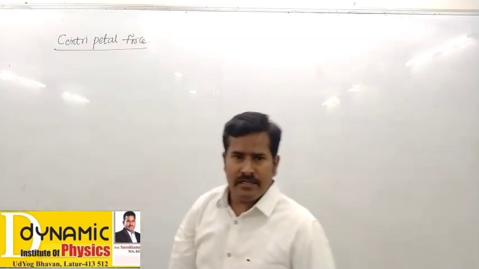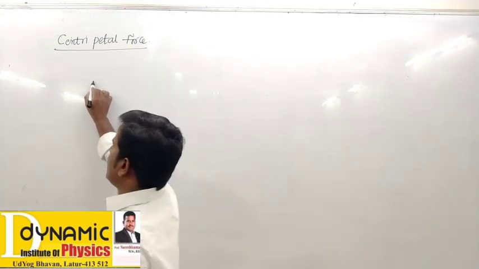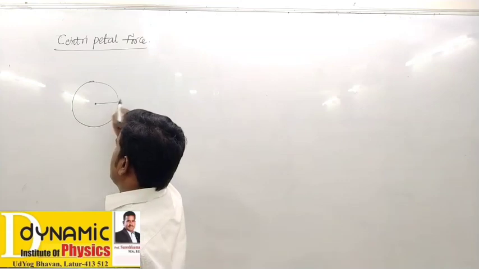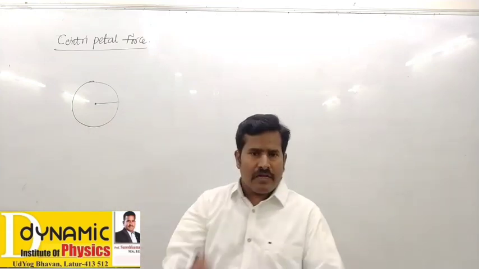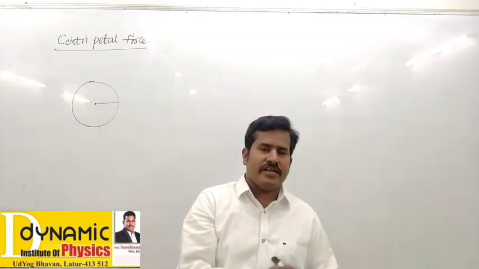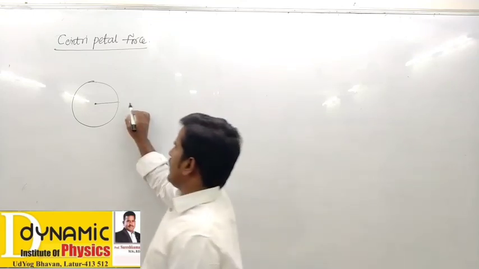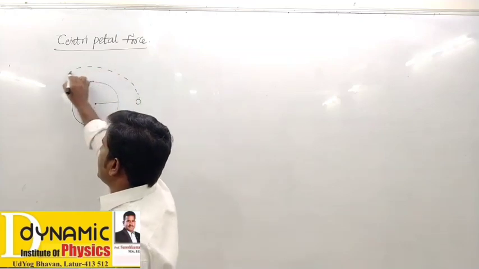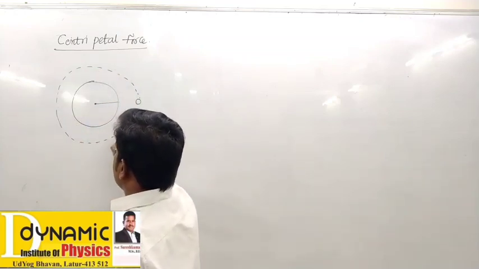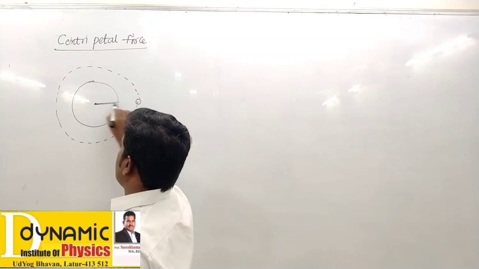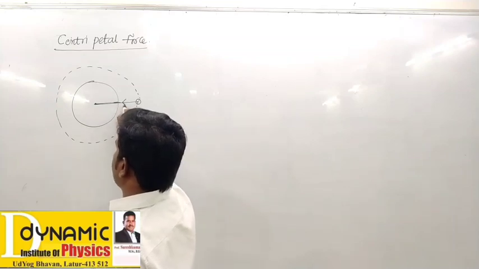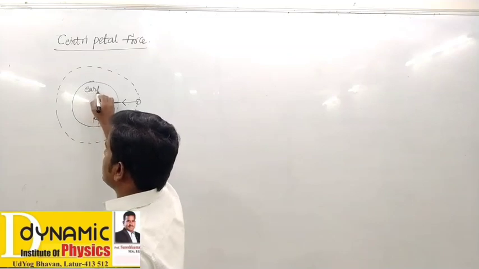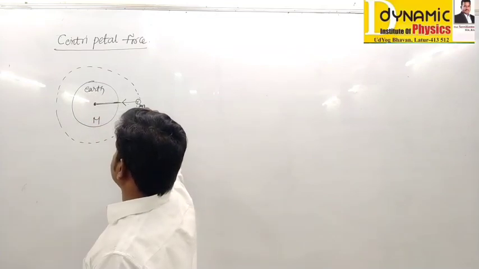For example, the gravitational force: the earth is revolving around the sun, and gravitational force provides the centripetal force. This satellite is revolving around the earth, and gravitational force provides the centripetal force. This is the mass of the earth, and this is the mass of the satellite.